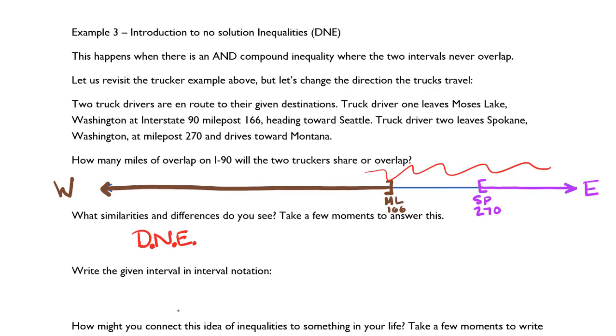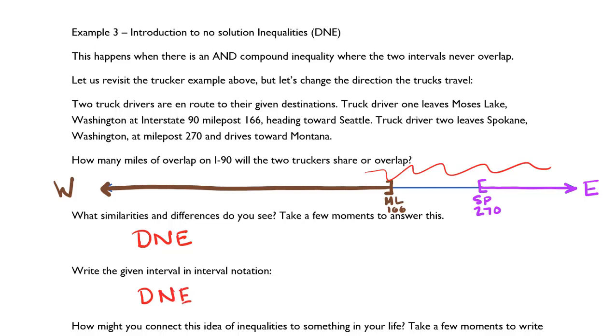In many homework platforms, you'll see this as D and E. You won't even see the periods between the letters. Write the given interval in interval notation. Well, you could give the intervals, but since it's an AND inequality, there is no overlap. So you just say D and E again.